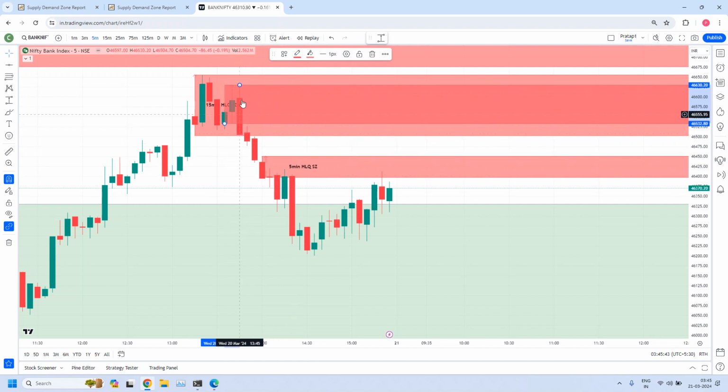You may ask a question, why is the software not identifying this 5 minute zone? Because the leg out is not great. Software is strict. As a human, experienced people, sometimes we compromise and draw the zones. But software can't compromise. That's why it did not identify this zone, because this is not a valid leg out from the software point of view. It expects an even bigger leg out.